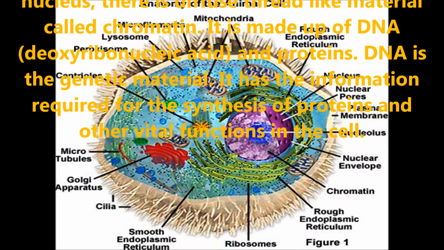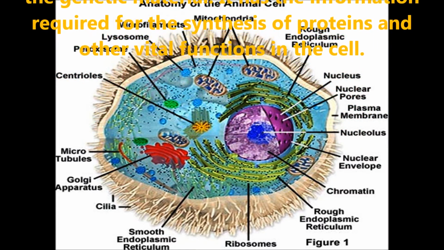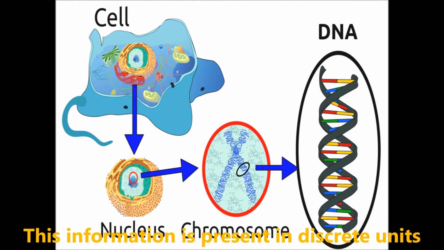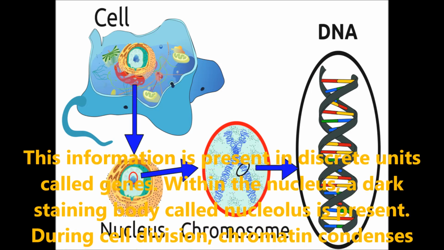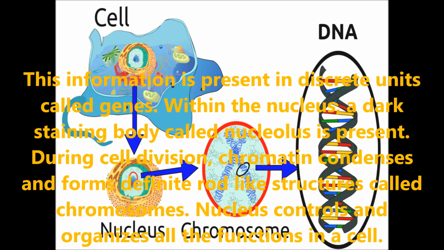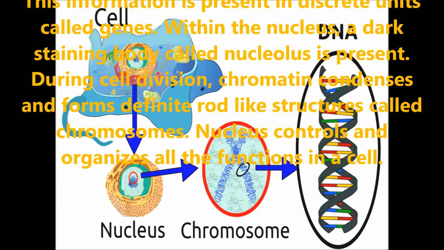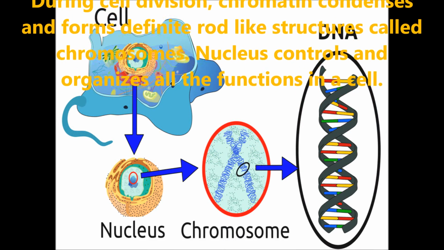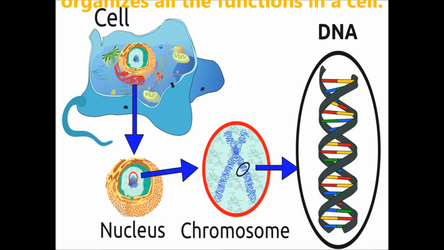DNA is the genetic material. It has the information required for the synthesis of proteins and other vital functions in the cell. This information is present in discrete units called genes. Within the nucleus, a dark staining body called the nucleolus is present. During cell division, chromatin condenses and forms definite rod-like structures called chromosomes. The nucleus controls and organizes all the functions in a cell.